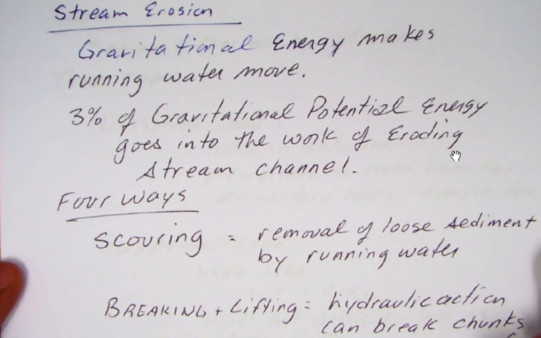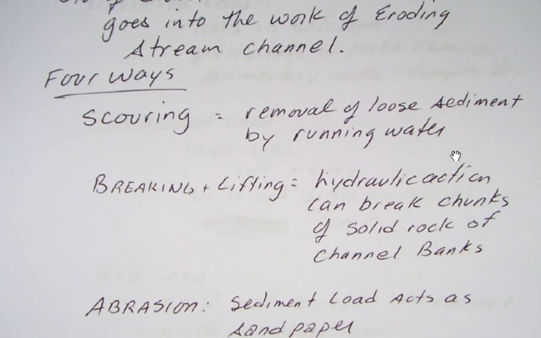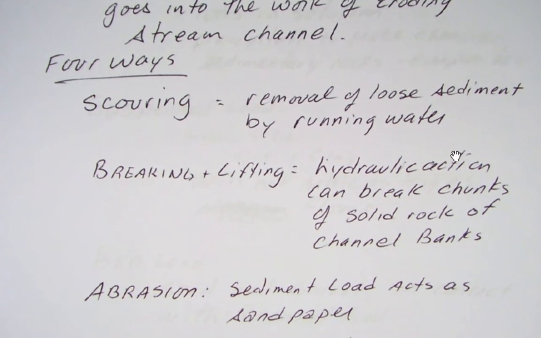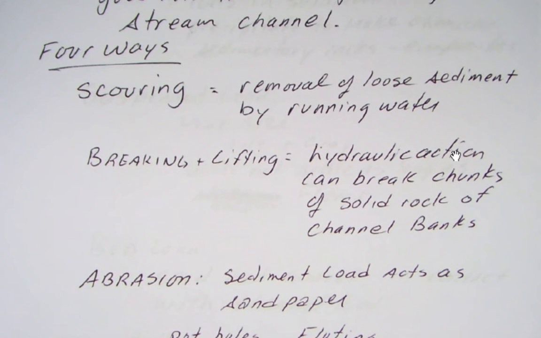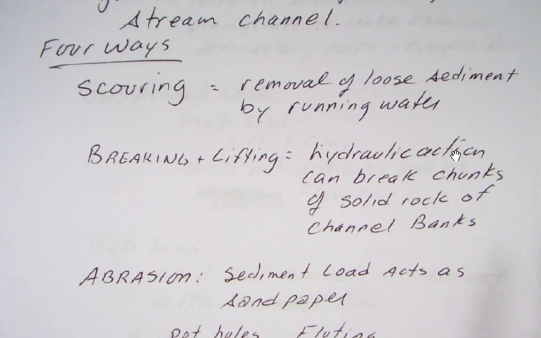The next topic deals with stream erosion, and there are a variety of factors. Remember, gravitational energy makes running water move, and 3% of that gravitational potential energy goes into the work of eroding the stream channel. And it does it in 4 ways. The first way is scouring, removing loose sediment by the running water, picking up loose sediment that hasn't been lithified. Or we can have break and lift. This would be lithified rock, where hydraulic action can break chunks of solid rock off the bed or the banks of the river.